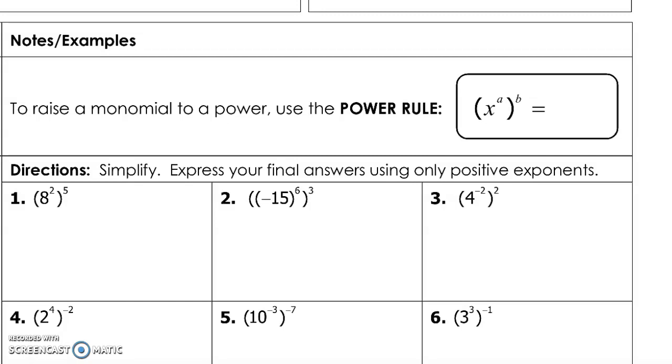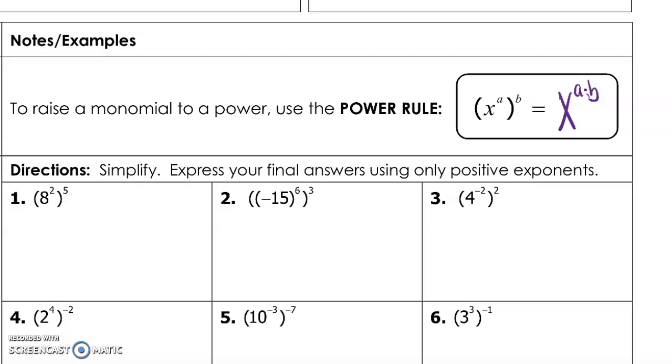This video covered the even problems on page 215 and 216. So what we are doing is we are raising an exponent to another exponent. And when we do that, we multiply the exponents together. So x to the a times b.